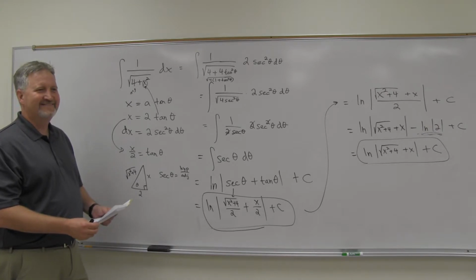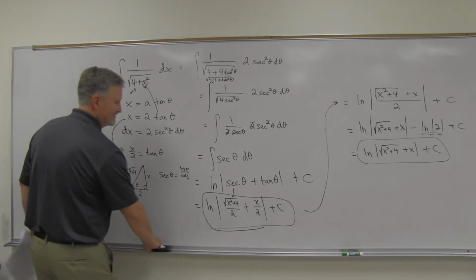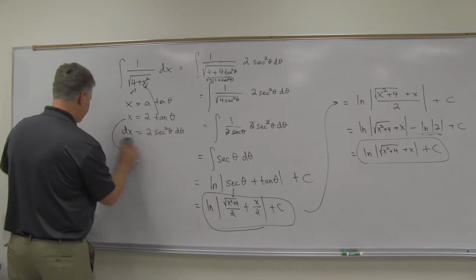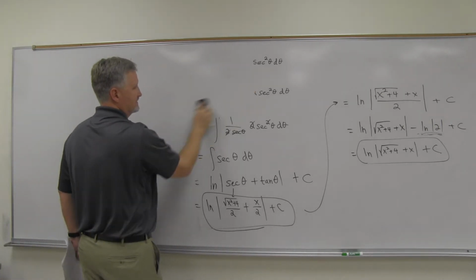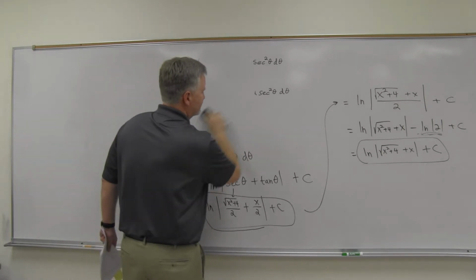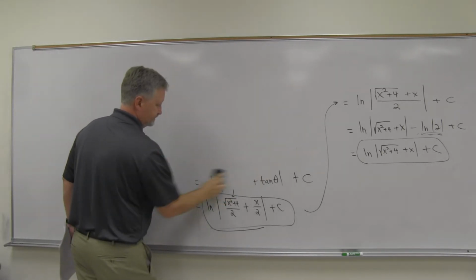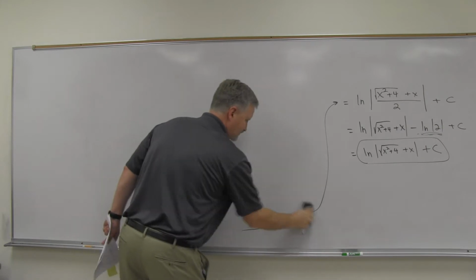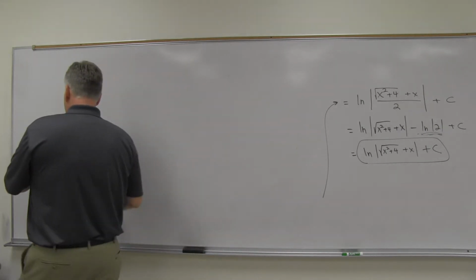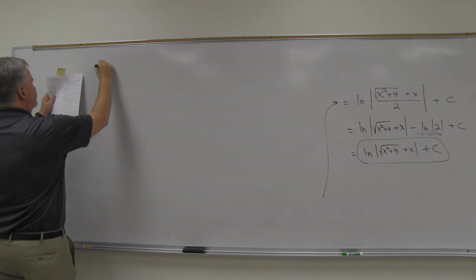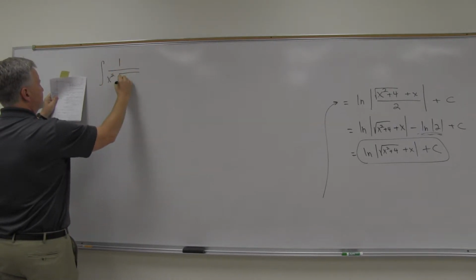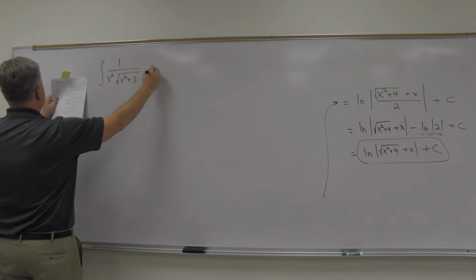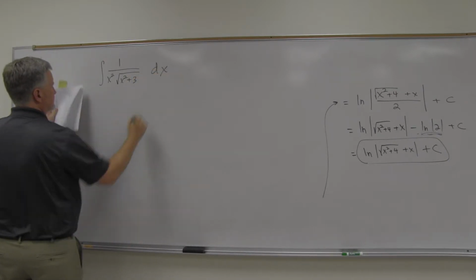Try one more? Sure, why not, while we're here. That one wasn't quite as long, but pretty long. Okay, how about the integral of 1 over x squared times the square root of x squared plus 3 dx.